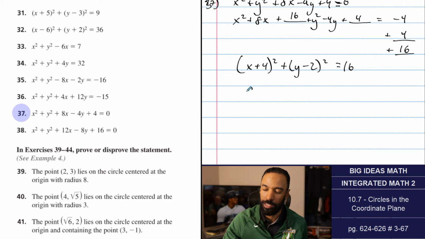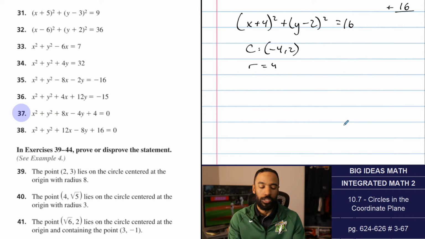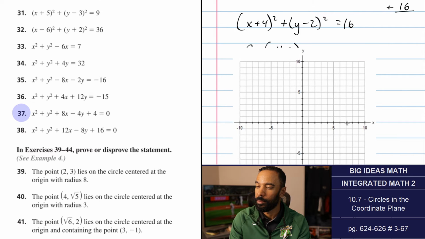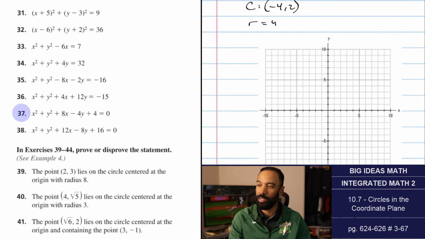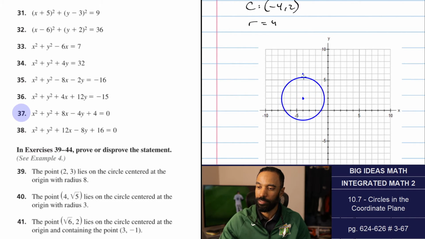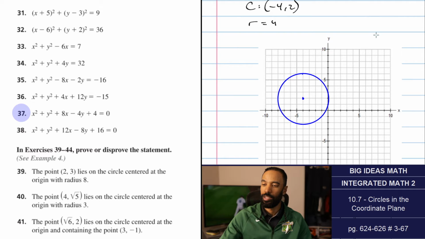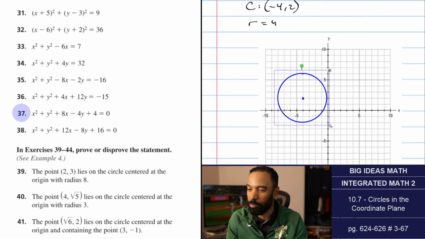So the center is at negative 4, 2, and the radius is 4. So as far as a graph goes, at negative 4, 2, we are right here. The radius of 4 is up 1, 2, 3, 4 like that, and down, left and right. That should be enough for what we do. It looks like I'm always overscaling down on the other side a little bit, so I can try and shrink, but it's not going to put everything perfect.